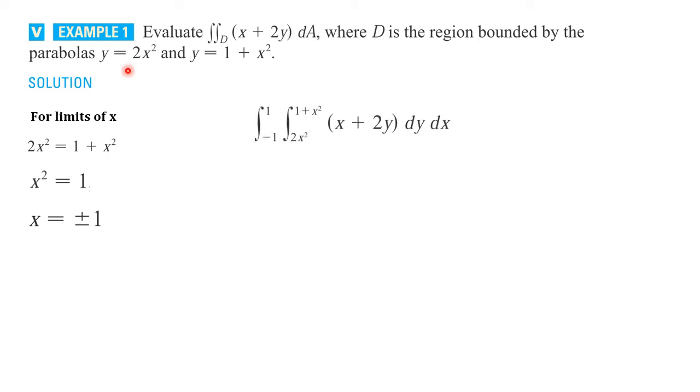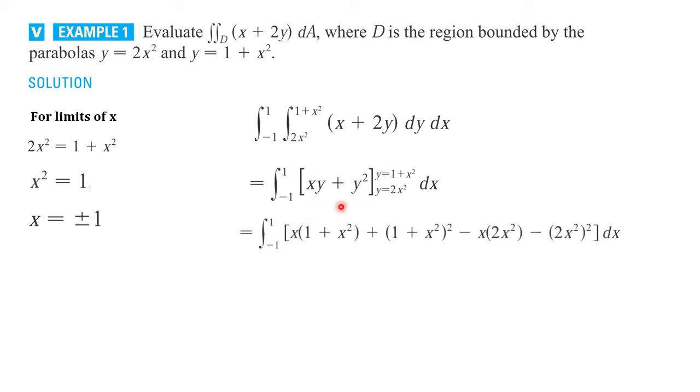For the limits of y, we have 2x square to 1 plus x square. So now we will integrate the inner integral. We'll get xy plus y square, from 2x square to 1 plus x square. Put here the limits, we'll get this expression. Simplify it, we'll get minus 3x power 4 minus x cube plus 2x square plus x plus 1.